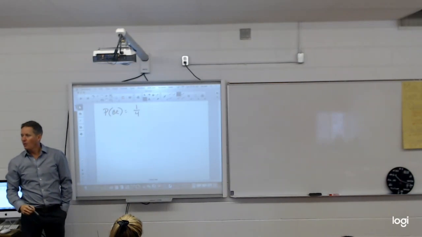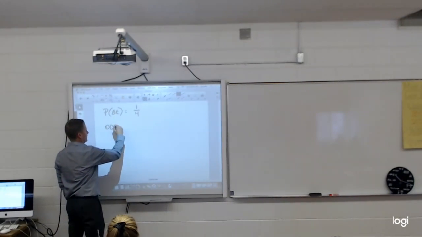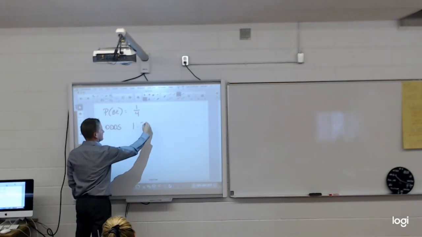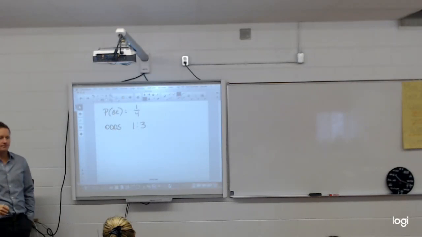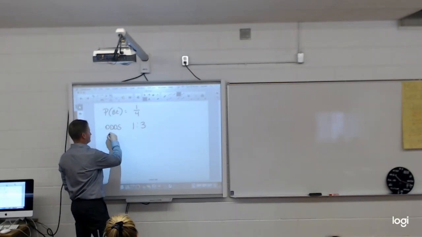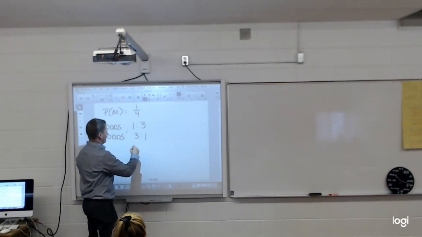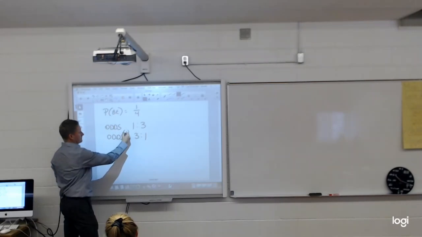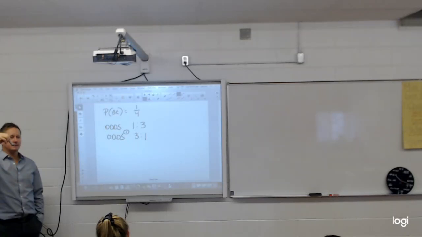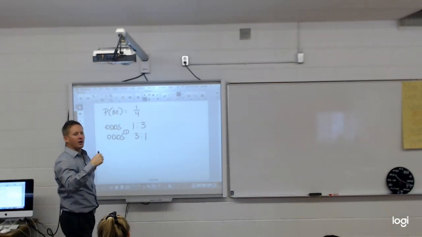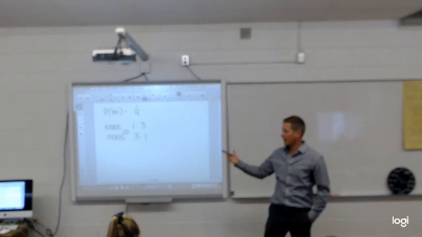What are the odds of it happening then? 1 to 3. That's right. Very good. Odds of it happening are 1 to 3. What are the odds of it not happening? 3 to 1. Just flip it. Again, they use that little apostrophe. That's to signify that it's the odds of it not happening, or the opposite of it actually happening.